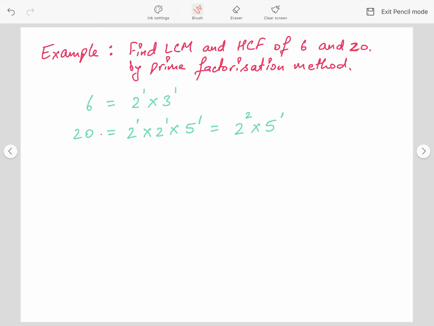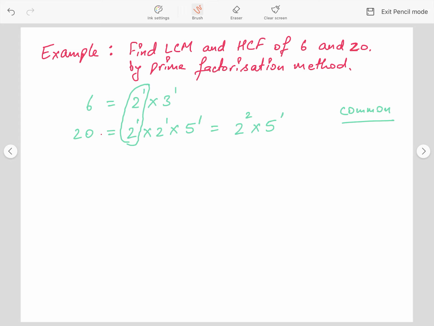For HCF, it is the product of the smallest power of each common factor. Now you have to pay attention to this word common. We have to see the factors of both 6 and 20, and find the product of the smallest power of each common prime factor. In the factors of 6 and 20, 2 is the common prime factor with the smallest power.